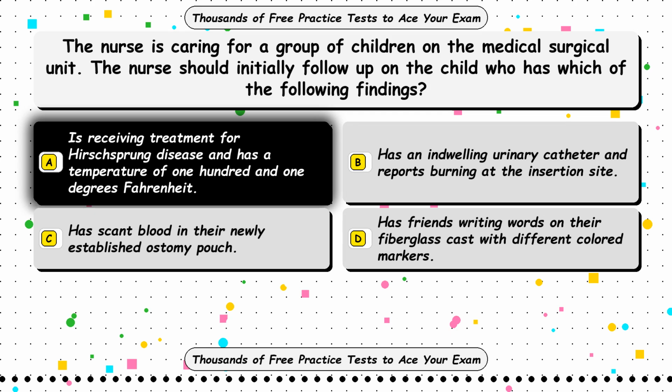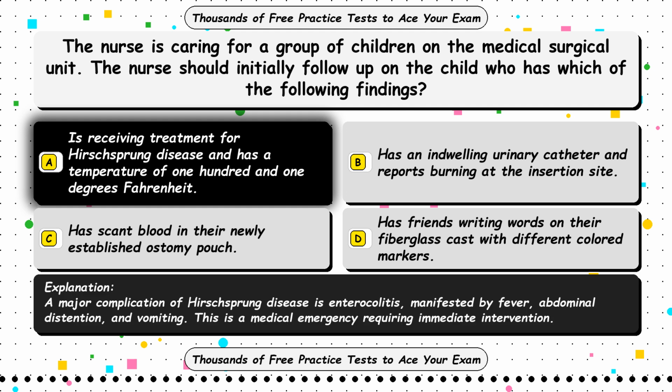The correct answer is option A: is receiving treatment for Hirschsprung disease and has a temperature of 101 degrees Fahrenheit. A major complication of Hirschsprung disease is enterocolitis, manifested by fever, abdominal distension, and vomiting. This is a medical emergency requiring immediate intervention.